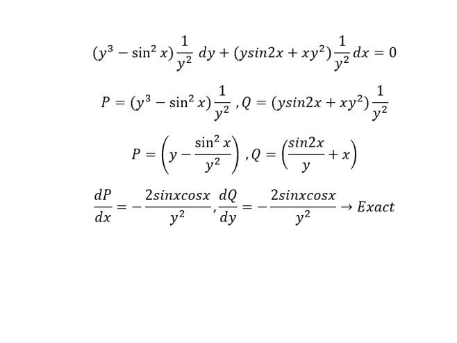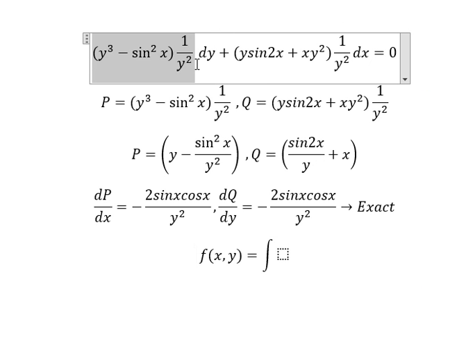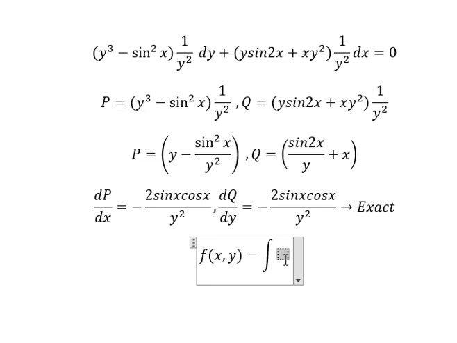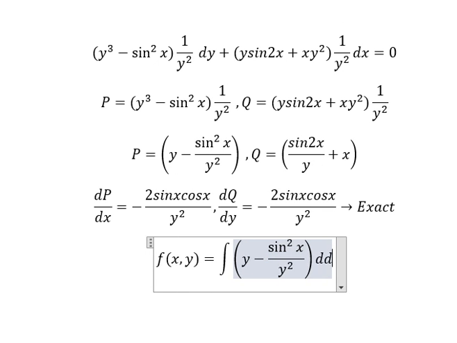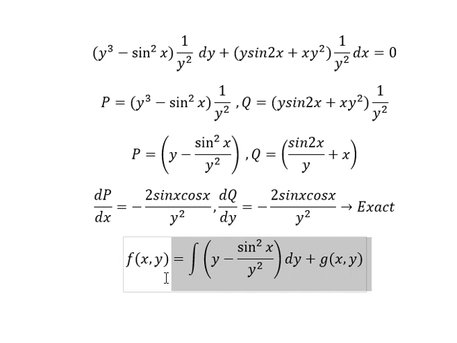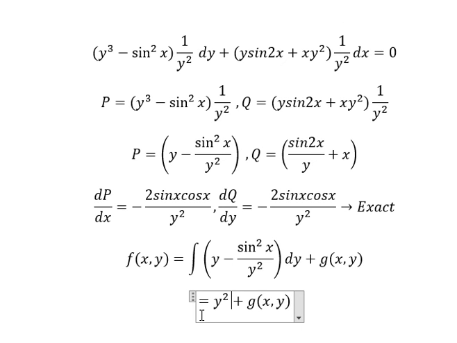Now, we need to set up the function f of x and y. f of x and y equals to the integration of, I will choose this one, so that should be this one in here, and this is about dy, plus 3xy. The integration of y, we have y squared. The integration of negative 1 over y squared in here, we have positive 1 over y.